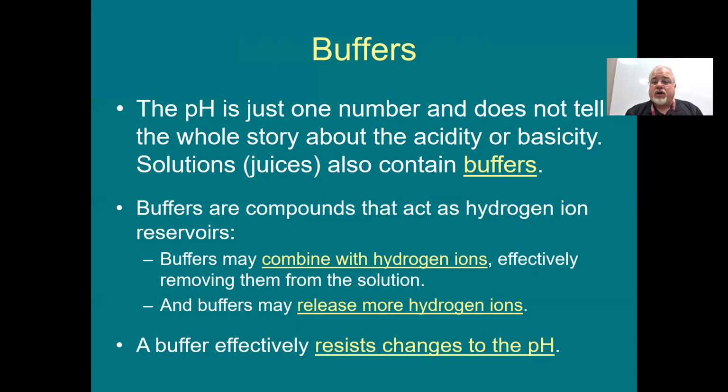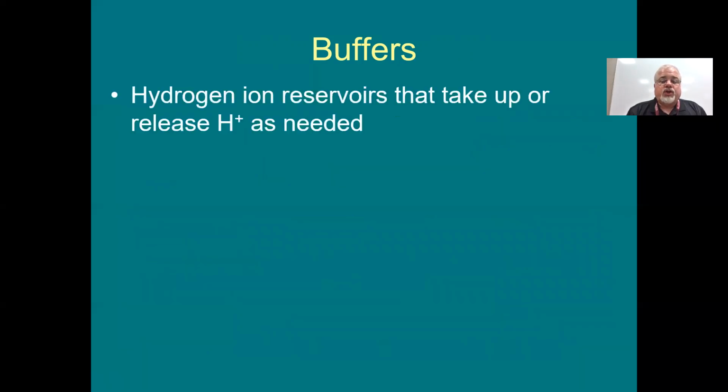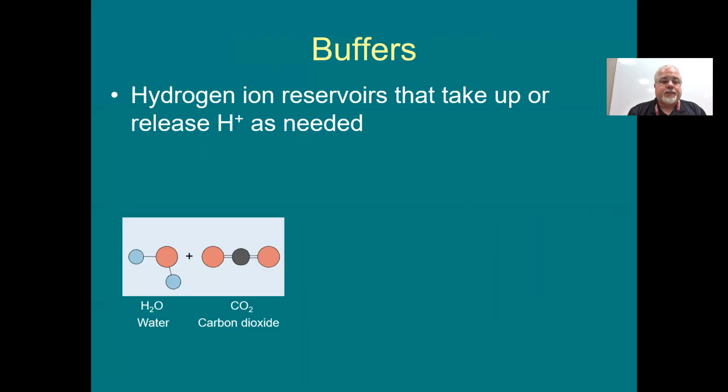Inside an orange, it's going to be acidic. Citrus fruits are acidic. Inside the leaf, maybe it's only slightly acidic. Someplace else, maybe there are even some alkaline or basic regions within the orange tree and all of its organs? Not sure. So buffers are hydrogen ion reservoirs that take up or release hydrogen as needed.